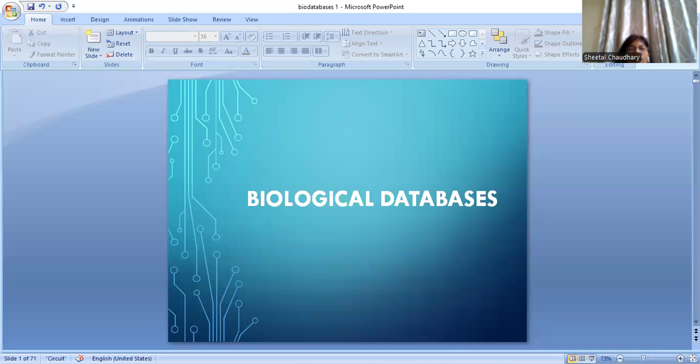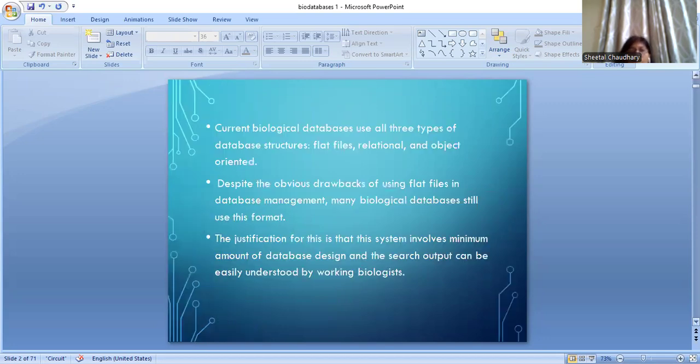Hello everyone. Today we discuss the biological databases. Databases are nothing but the collection of information. In case of biological databases, biological information is collected.